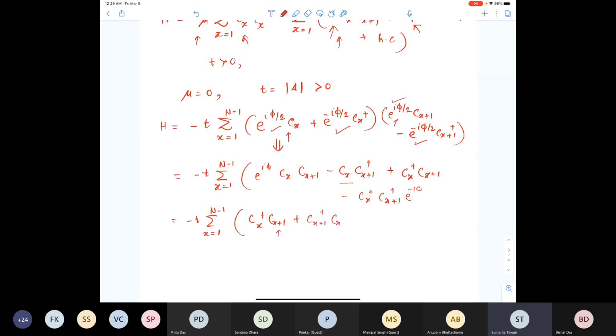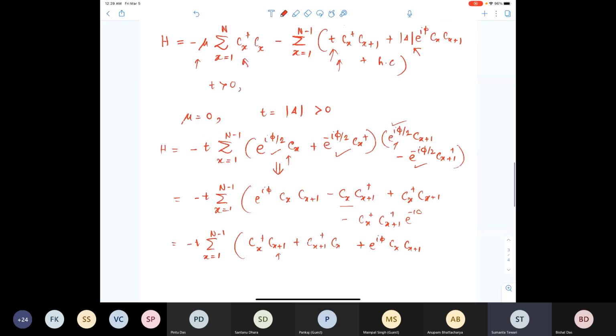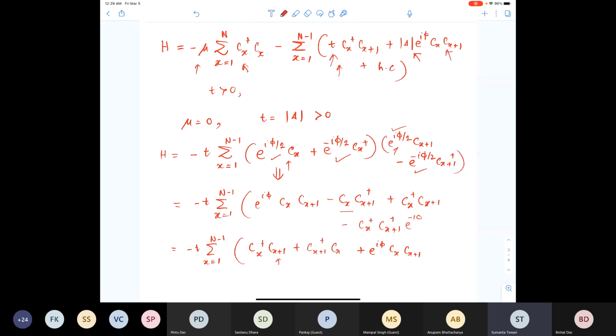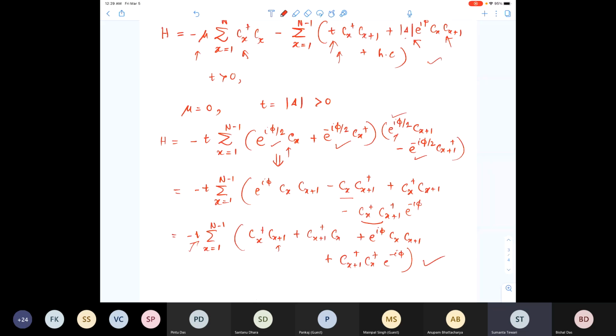And then I have plus e to the power i phi c_x c_{x+1}. That's this term. Mod delta is t, so I have taken the t outside. So I've left e to the power i phi c_x c_{x+1}. And then plus, again, I'm going to exchange them, so there is a change of sign. So c_{x+1} dagger c_x dagger e to the power minus i phi. And you can see that this Hamiltonian is nothing but that Hamiltonian. So therefore, this is what I'm going to work with.